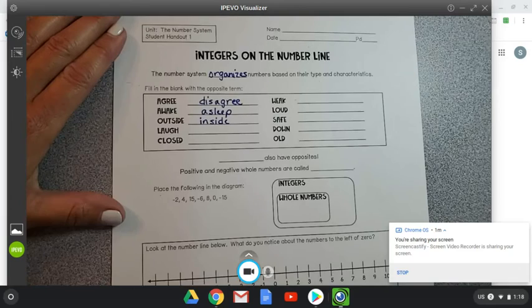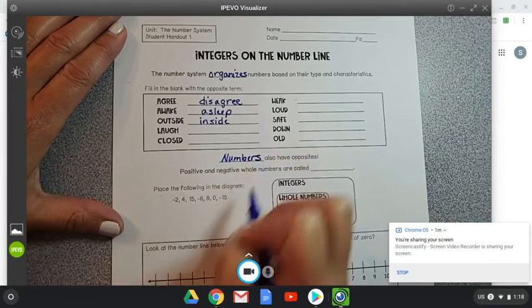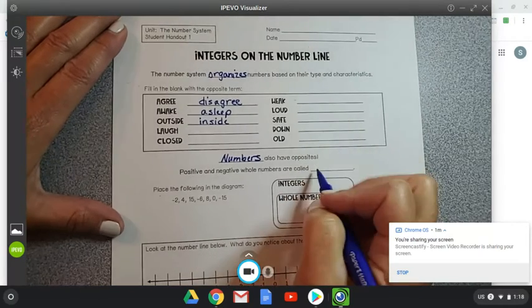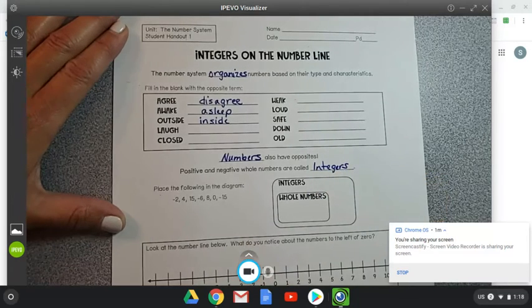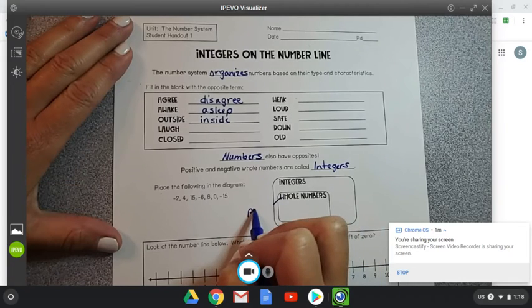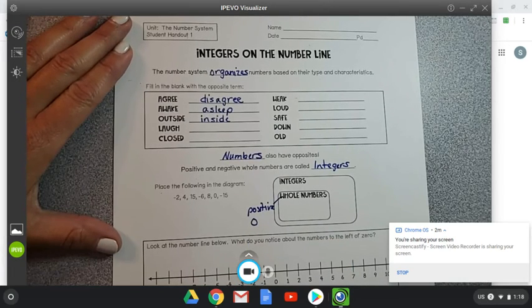All right, so the next part is where we go into numbers. So numbers also have opposites. All right, positive and negative whole numbers are called integers. So whole numbers are what we've worked with up until this point. Whole numbers are all positive numbers and 0. Those are whole numbers. Now, when we throw in the negative, that's where the word integer comes into play.